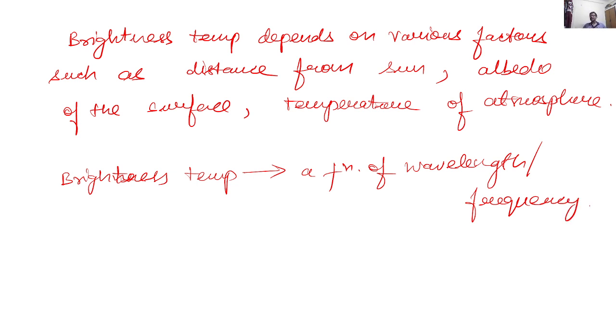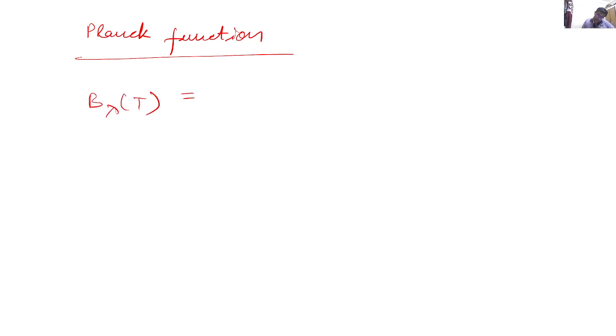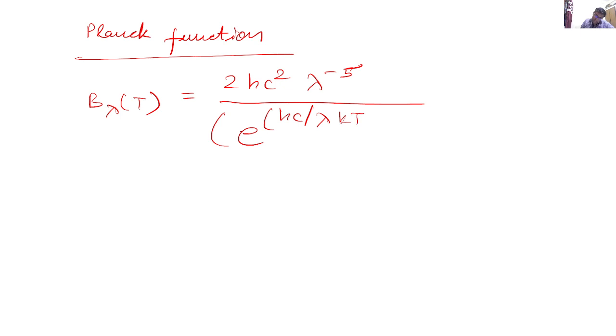So let's try that exercise now. How do we invert the Planck's law to get the brightness temperature? Let's try it out. The Planck function is like this: B lambda T is equal to 2hc square lambda power minus 5, I'm not writing it in the denominator for the time being, times e to the power hc by lambda kT minus 1. This is the Planck's function.